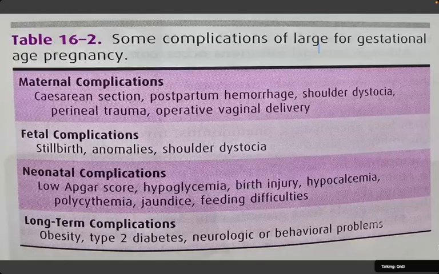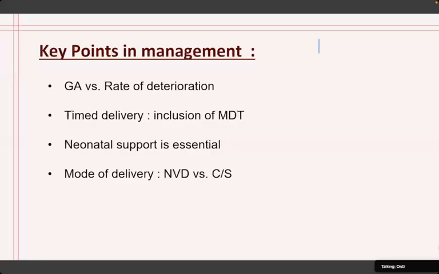So complications of large gestational age, we have maternal, fetal, and neonatal complications with long-term complications as well, which I'm not going to go through because of time. But the key points in management basically for abnormal growth is make sure we check the gestational age versus the rate of deterioration. There should be a timed delivery put into place with inclusion of the multidisciplinary team, and neonatal support is essential in these type of pregnancies.